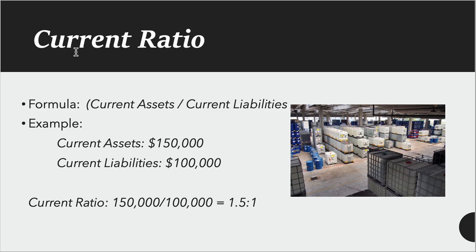The current ratio is calculated by dividing current assets by current liabilities. For example, if a company has $150,000 in current assets and $1 lakh in current liabilities, then the current ratio is 1.5. This indicates that there is $1.5 in assets for every $1 of liability. A current ratio of around 1.5 to 2 is typically considered healthy.